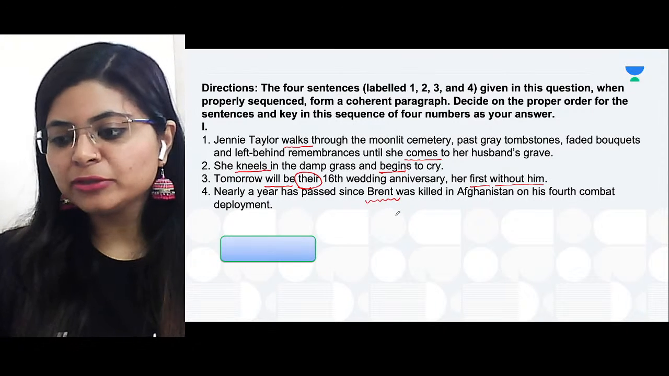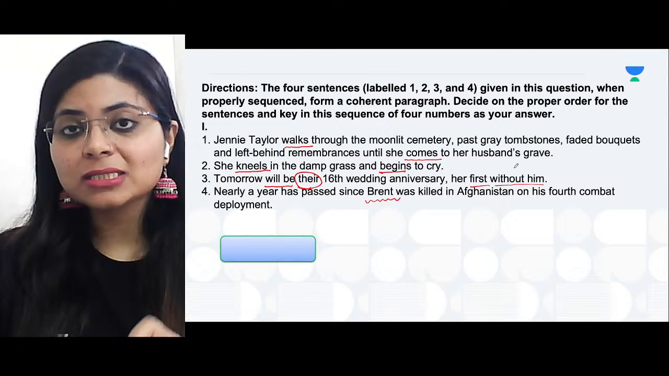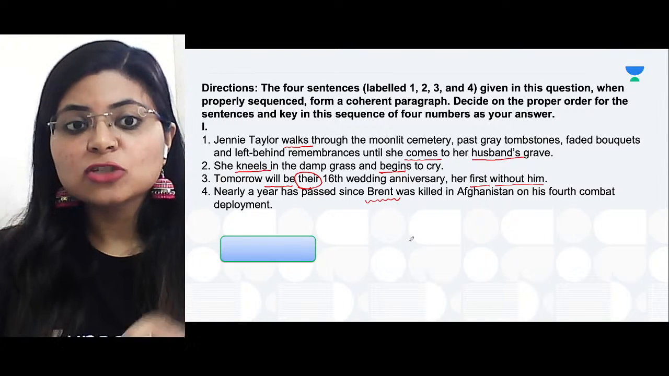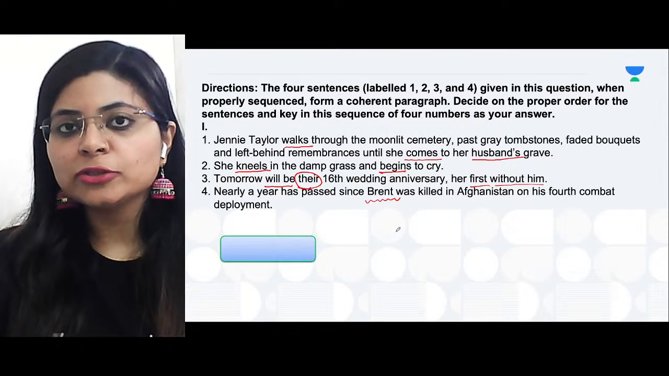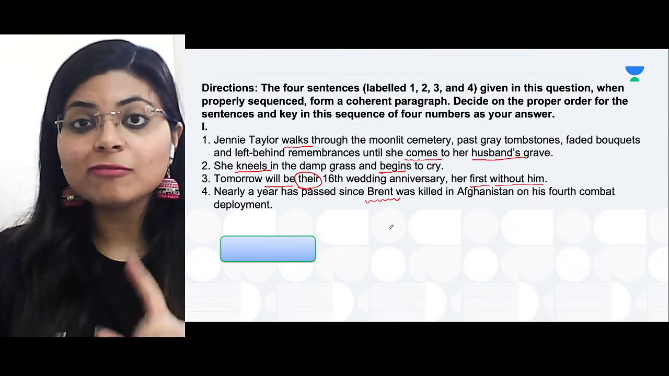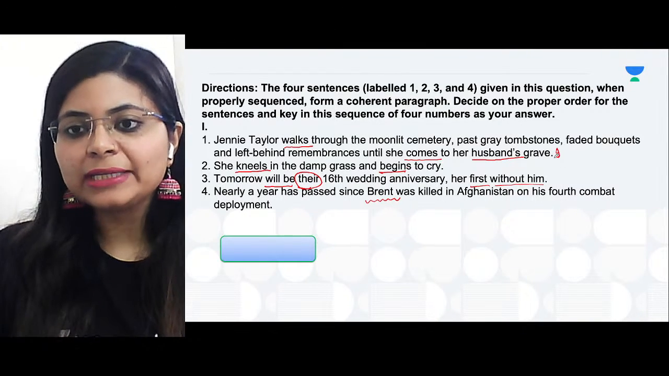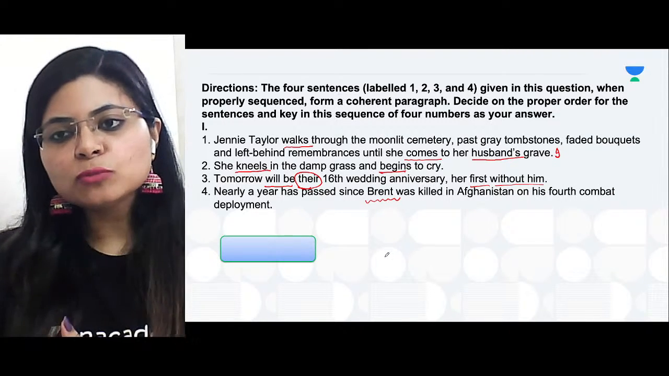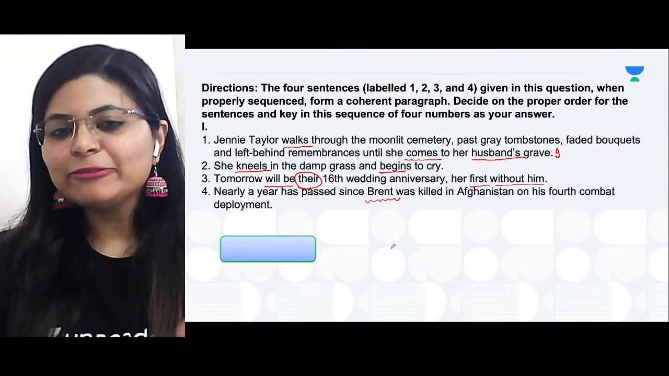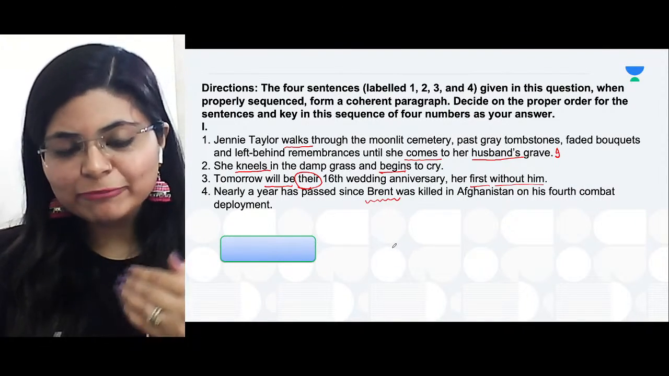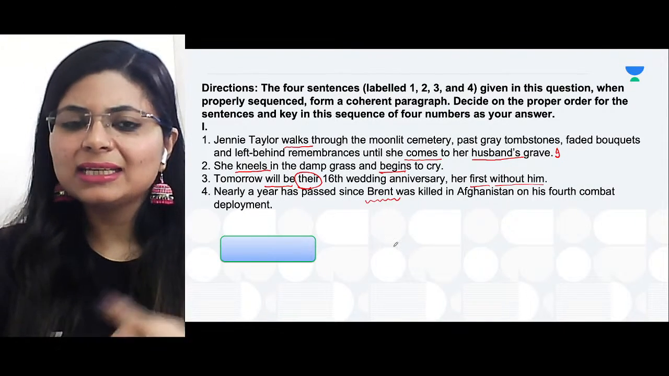So where has the word Brent been introduced? It has been introduced in the first sentence. Here it is written Jenny Taylor's husband. So Jenny Taylor is introduced, Brent is not introduced. This should give you a hint about the introduction in 1 versus 4. 1 is the introduction. So I can put an I here. So Jenny Taylor walks through the moonlit cemetery, past grey tombstones, faded bouquets, and left behind remembrances until she comes to her husband's grave. Now that she has come to the grave, then we will talk about the husband.